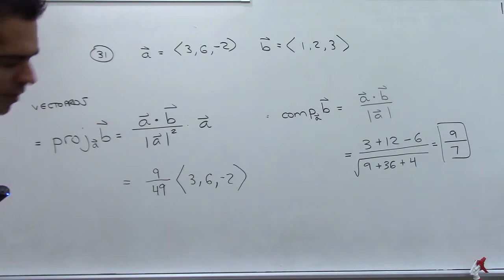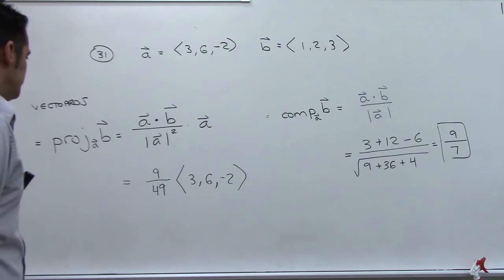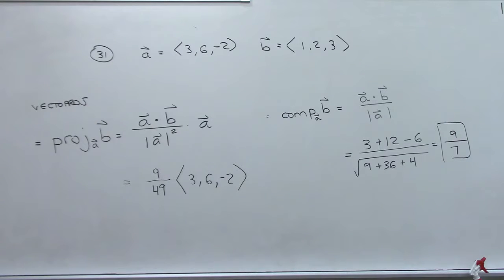27/49, 54/49, -18/49. Okay. So remember, this is a vector, that's a number.